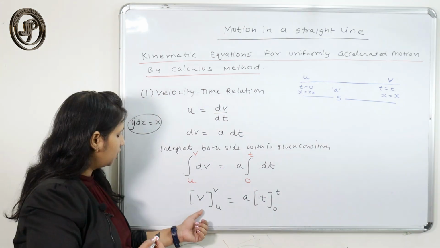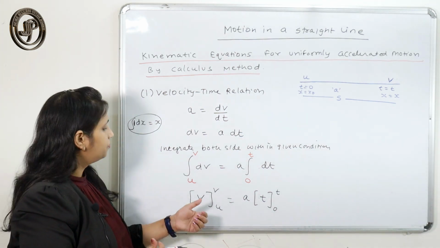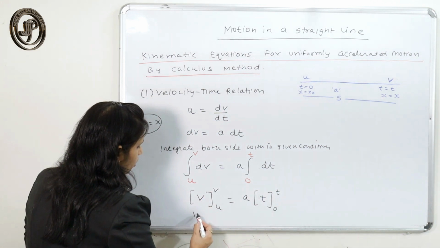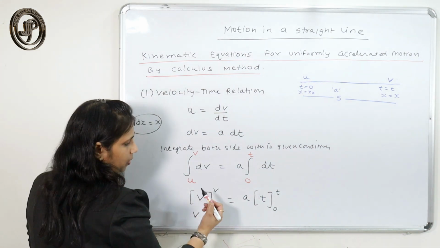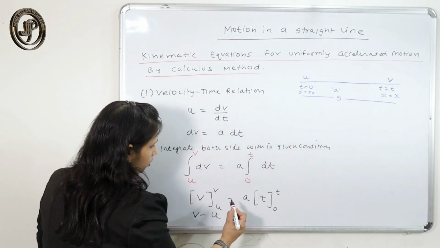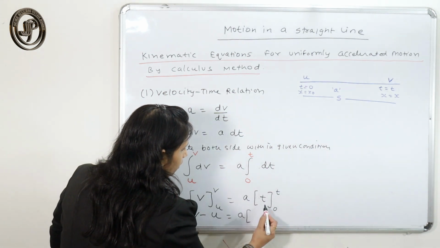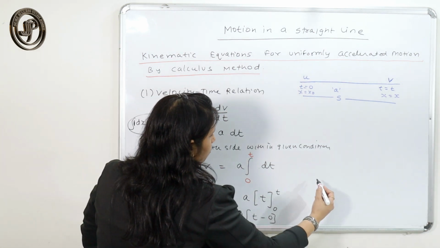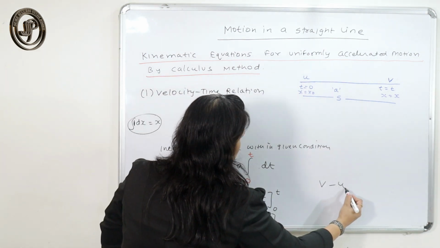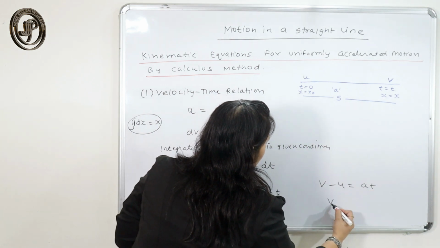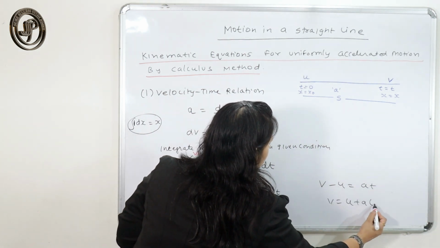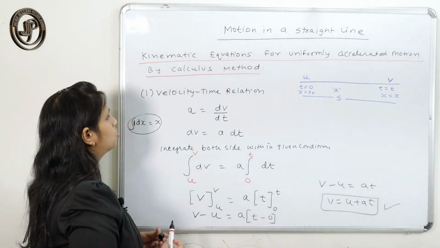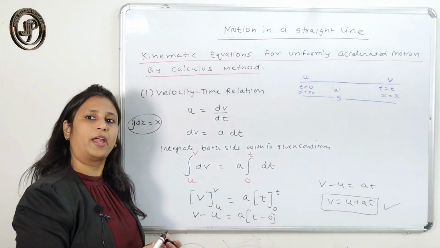Now we have to simplify this definite integral: upper limit minus lower limit. Substituting, for v the upper limit is v and the lower limit is u. For a t, the upper limit is t and the lower limit is 0. This becomes v minus u equals at, or v equals u plus at. This is my first equation of motion, the velocity-time relation.